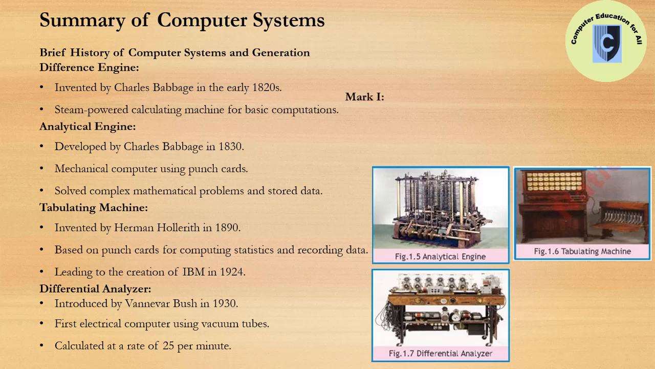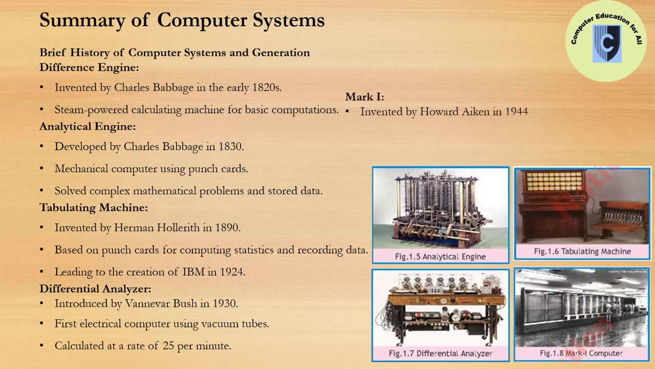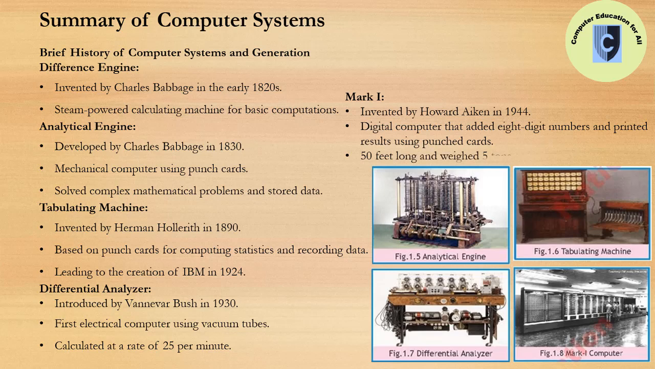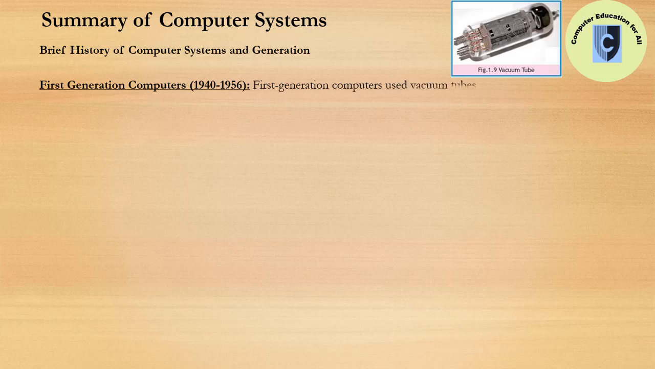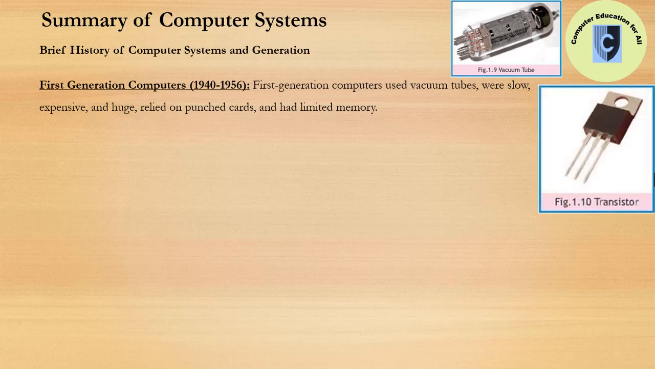Mark I. Howard Aiken's Mark I, a digital computer invented in 1944, could add 8-digit numbers and print results using punched cards. It was 50 feet long and weighed 5 tons. First-generation computers, 1956. First-generation computers used vacuum tubes, were slow, expensive, and huge, relied on punched cards, and had limited memory.